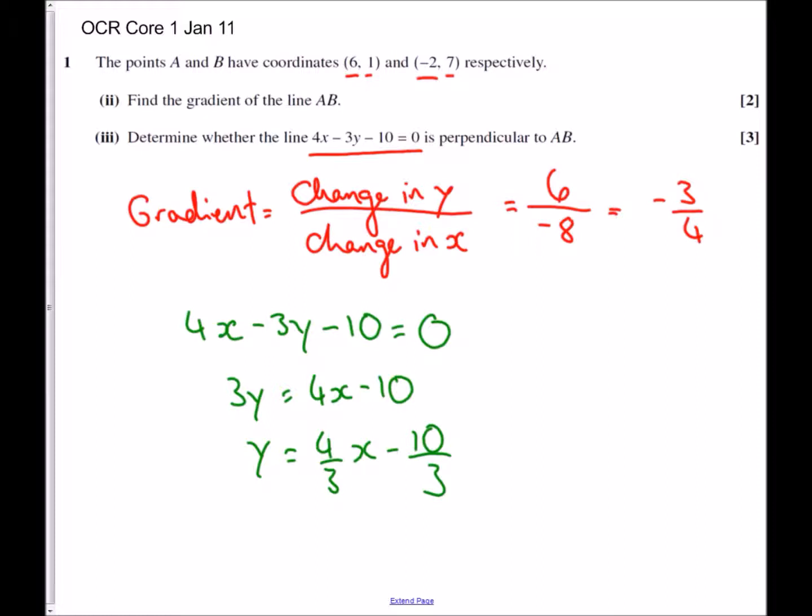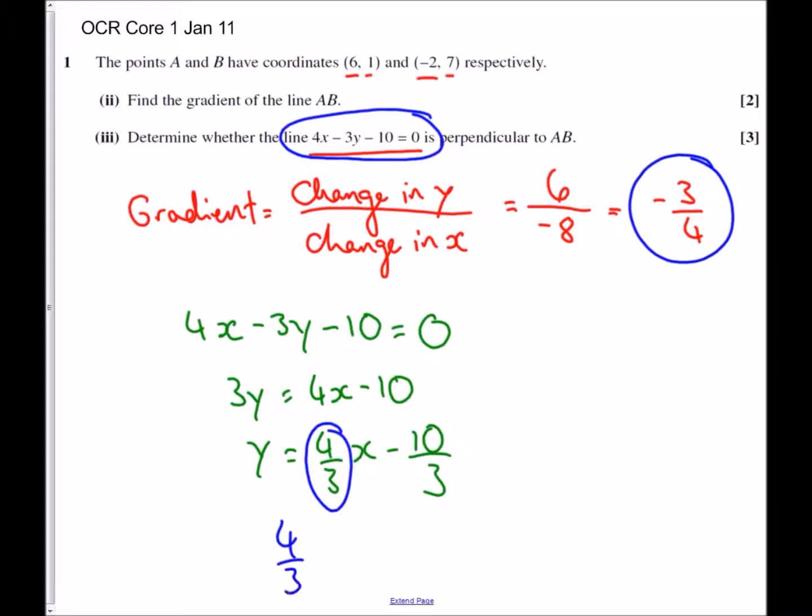So the question is, are these perpendicular? Well, we know that 2 lines are perpendicular if when I multiply the gradients I get -1. Well, the gradient of the line AB is -3/4. The gradient of this line is 4/3. So I'm going to multiply them together. I'm going to get 4/3 multiplied by -3/4. And I get -1. Therefore, I can say that these are perpendicular.